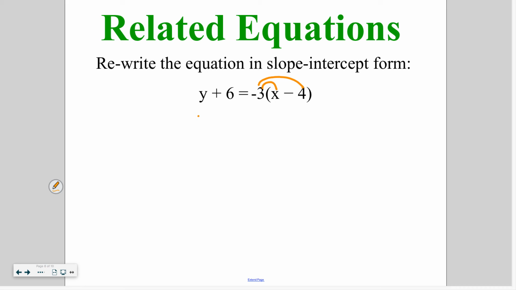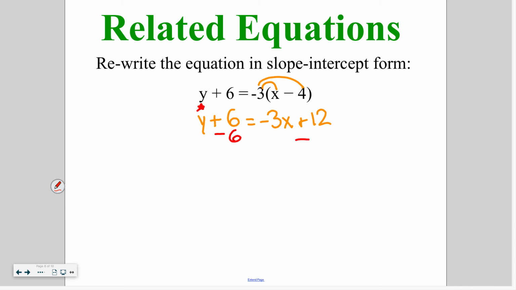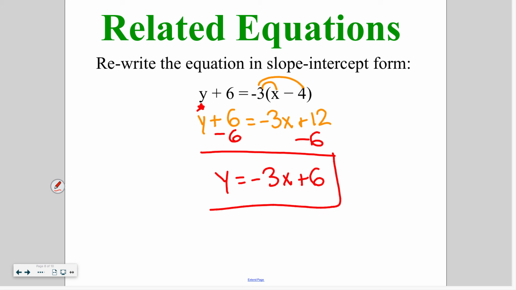So we're going to use our distributive property and get y plus 6 is equal to negative 3x plus 12. Negative 3 times negative 4 turns into a positive 12. We want y to be the only thing by itself, so we're going to leave the y alone and move the 6 to the other side of the equation. So I end up with y is equal to negative 3x plus 6. And that gives us our slope-intercept equation.